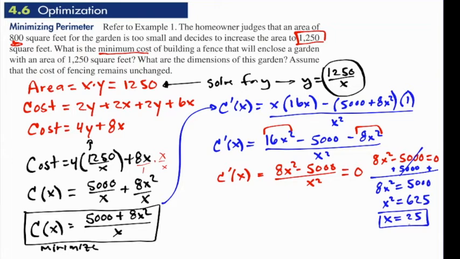So if x is 25, we can go back to our equation here for y, and we can say, well, what is 1,250 divided by 25? And you would find that y is equal to 50 then. And these are our dimensions, but let's just double check. Does this actually minimize? Let's go to the second derivative test.